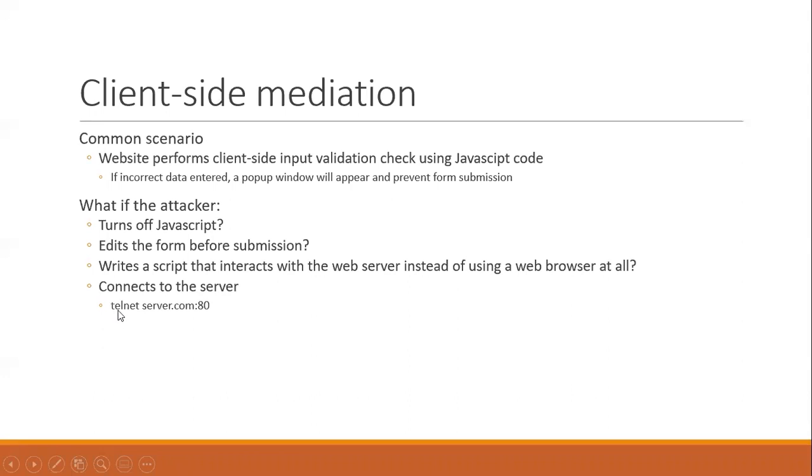So they can connect directly with a command like telnet. Telnet is one of the commands you can also use on the CMD over there, and you can connect to server.com, meaning like iau.com or iau.edu.sa, and directly connect with that by disabling the JavaScript.